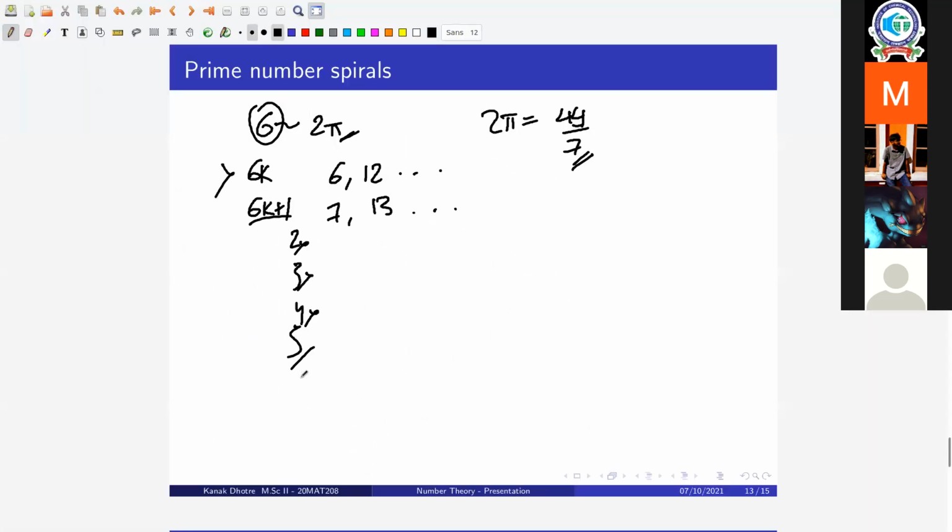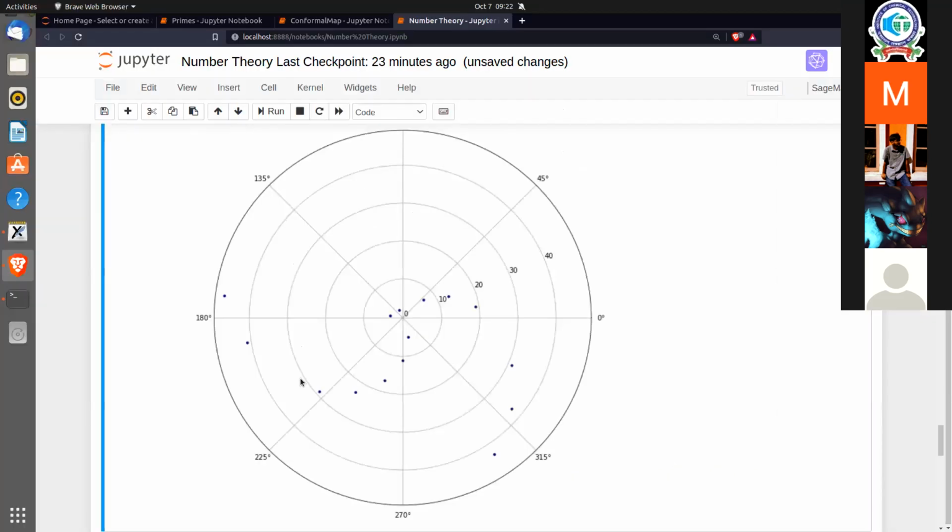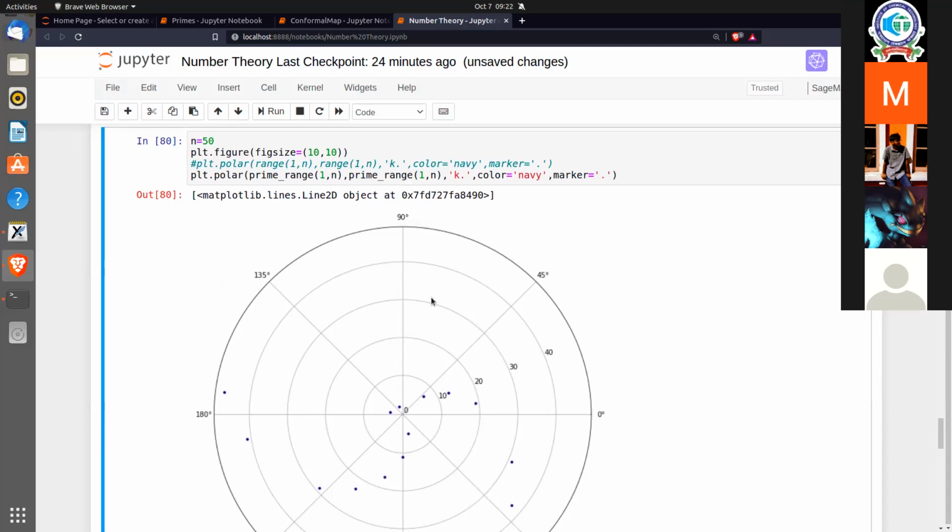Now the other question to ask was, why are there some holes here? What happens is there could be values in that class that are not prime. For instance, I could take 25. That won't be a prime, so I won't plot it here. So this gap that you see here is actually due to 25. Okay, so that explains the gaps.